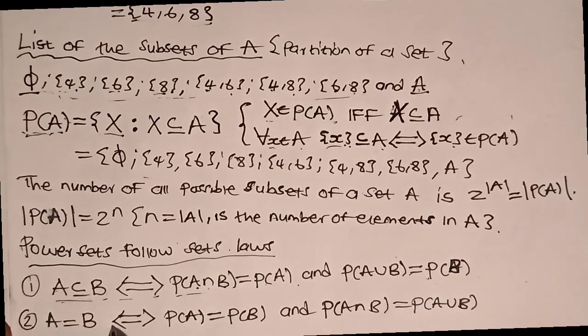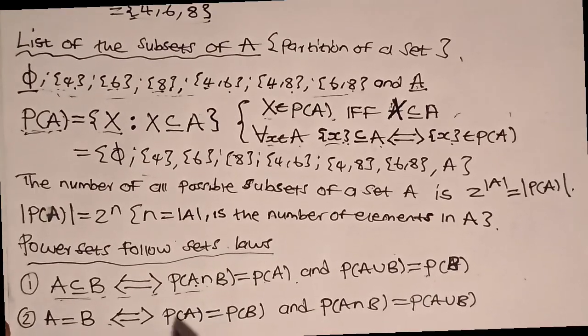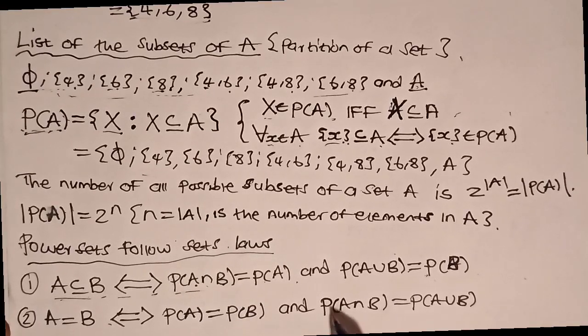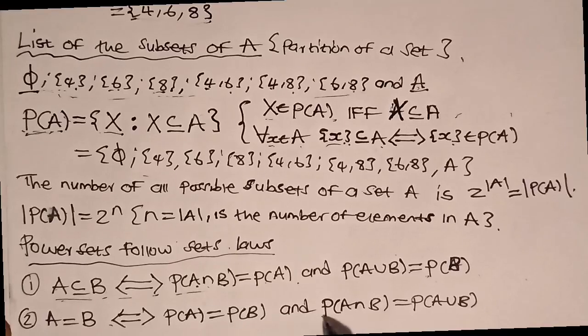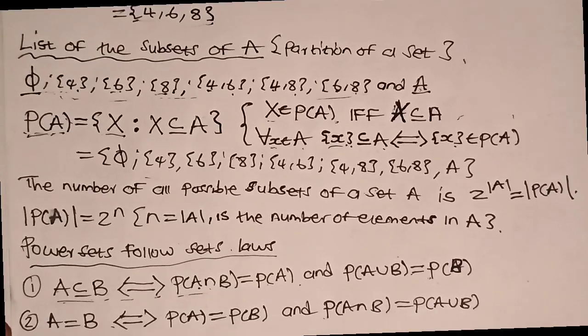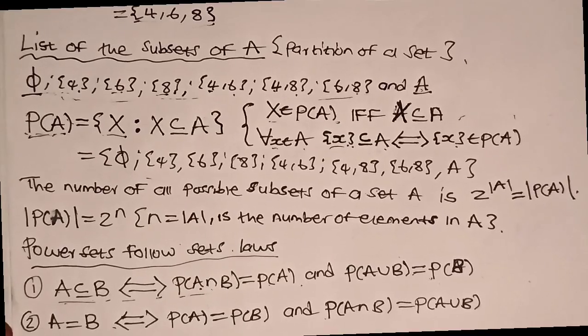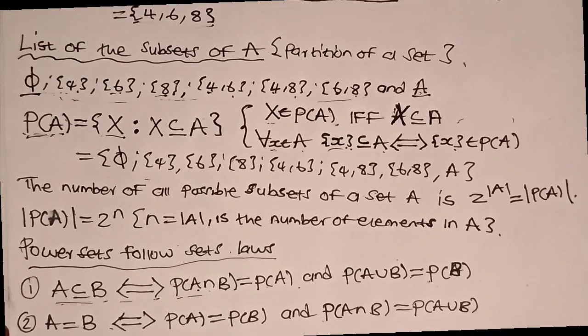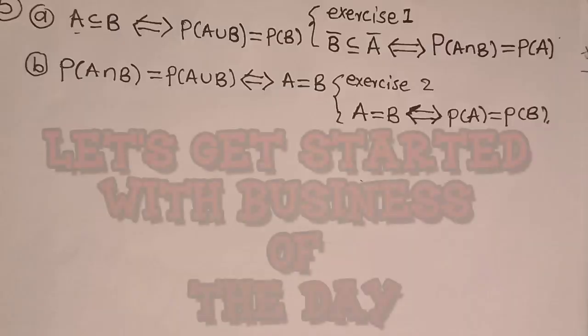If A equals B, it biconditionally implies that the power set of A is the same as the power set of B, and also the power set of A intersect B is the same as the power set of A union B. And all those other laws, when we put the power set, still apply.